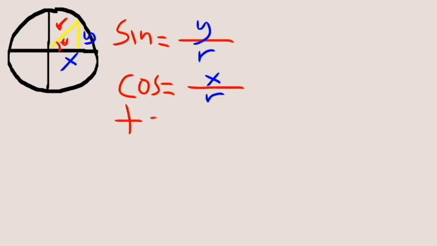Tangent is equal to opposite over adjacent. So our opposite is y and our adjacent is x. Next, the other three are reciprocals of these primary functions.